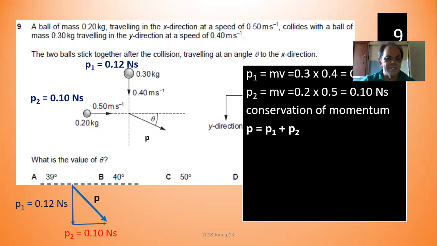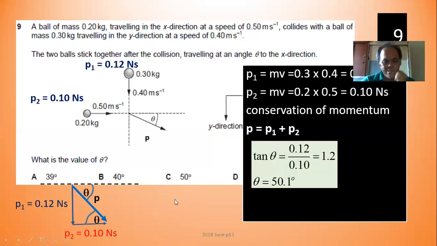Then look at the angle. That angle is theta. That's your x direction. That's angle theta. This alternate angle, these two are parallel lines, this is also theta. And to solve for the angle, we just take the tangent of this angle.